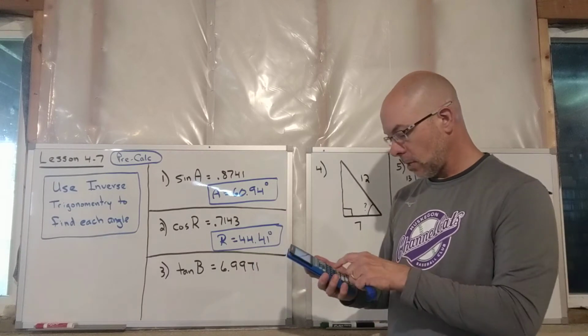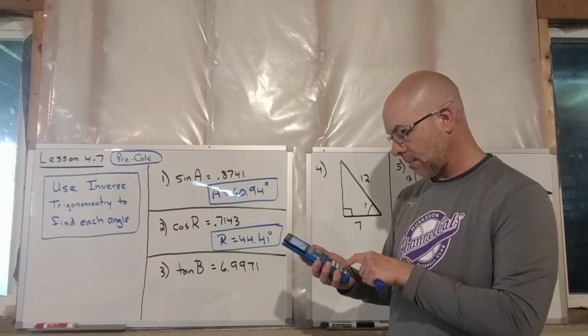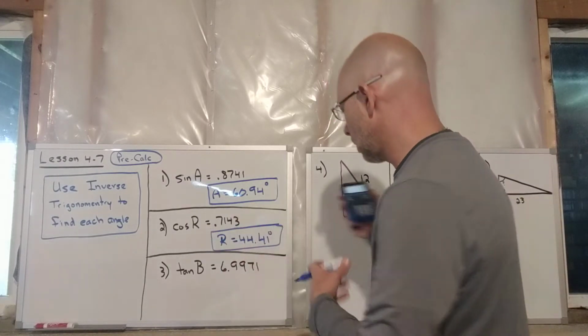So this one, if I do inverse tangent, 6.9971, enter, 81.87 degrees.